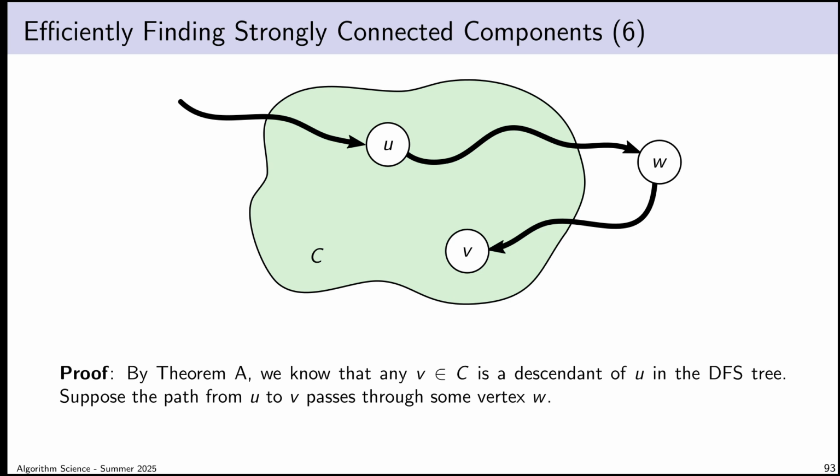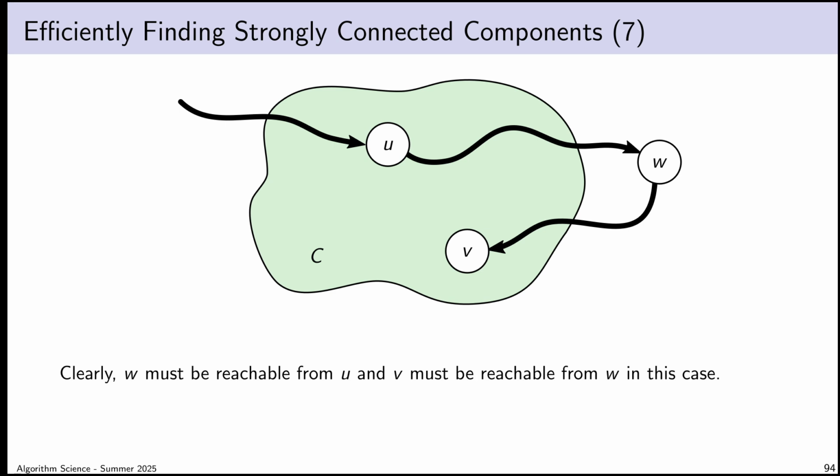So suppose that the path from U to some other vertex in the component passes through a vertex W. And my goal is to show that W must be inside the component as well. Okay, well, obviously W is reachable from U and V is reachable from W because the path from U to V passes through W.